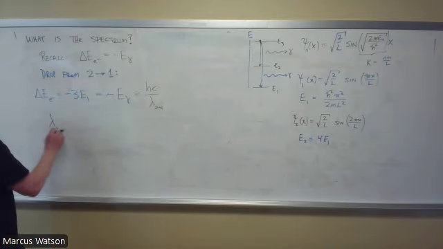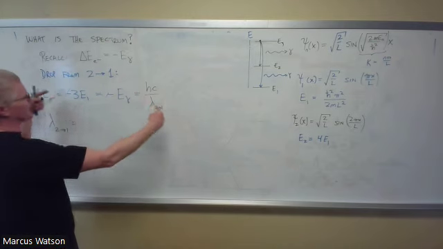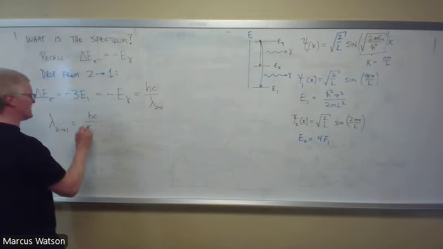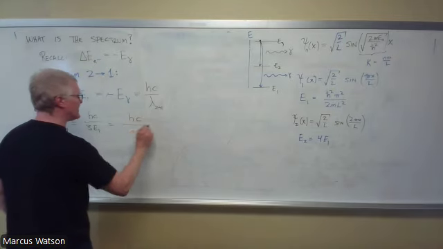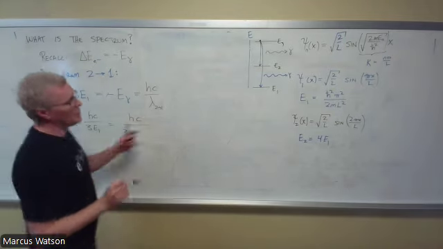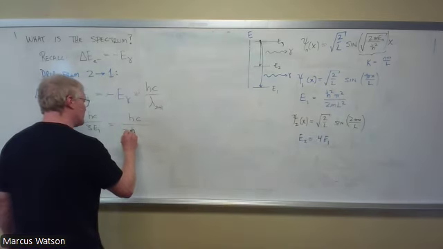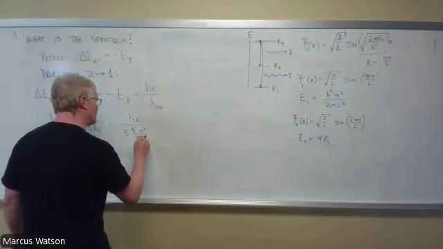Lambda 2,1 is then equal to, all I have to do is basically flip-flop those two things, hc divided by 3E1. So let's go through and look at what that means. hc over 3E1, and this is all of E1 right here. So this is h bar squared pi squared over 2mL squared.